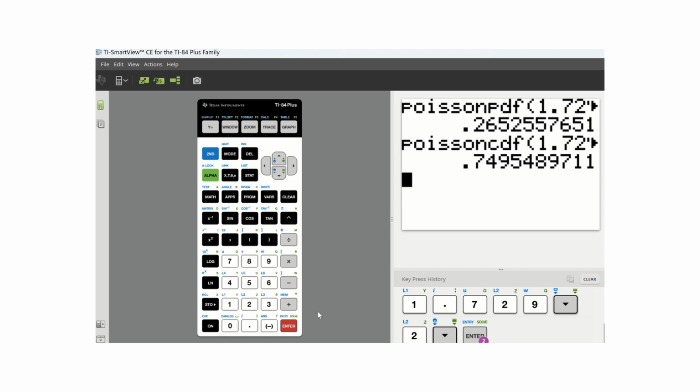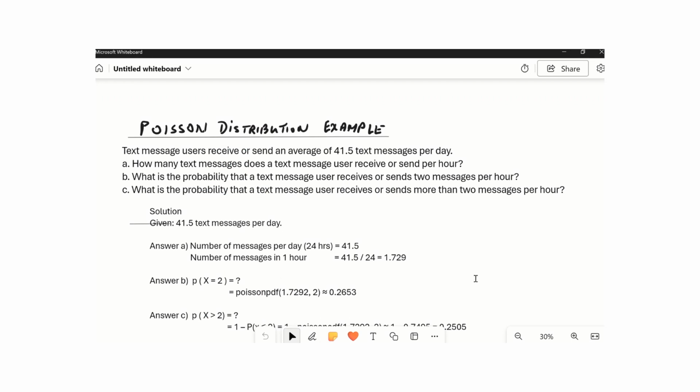Remember we said it calculates probabilities to the left only, so left as in the left direction. So this is not greater than 2. This is less than or equal to 2. This is the probability of getting text messages less than or equal to 2. So how do we find out what it is for greater than 2?